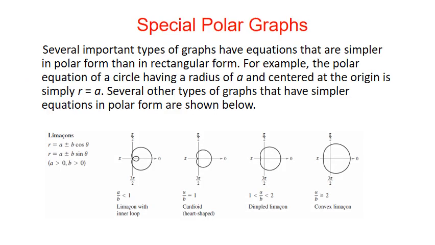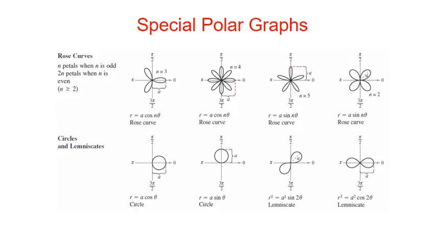And then finally, there are some special polar graphs here, limaçons and cardioids, and then roses, circles, and lemniscates. It's kind of cool that you can graph these things, but really this is something that is discussed in trig, and we will not go into detail here.